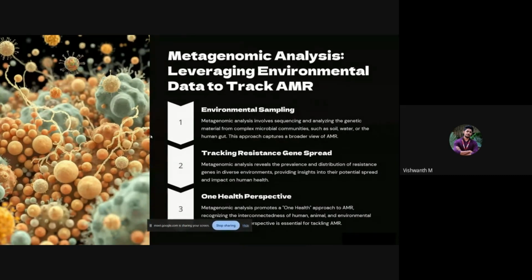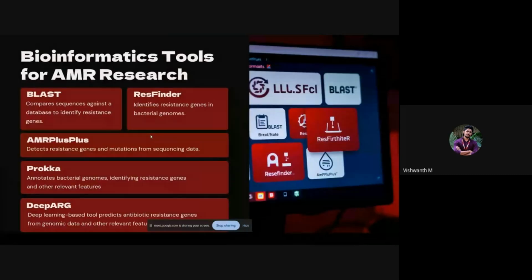As I discussed before, in the poultry farms, when you overfeed the chickens with these antibiotics, it is also a background factor for this increase in antimicrobial resistance. Okay. So what are the bioinformatics tools which are required for this antimicrobial research?